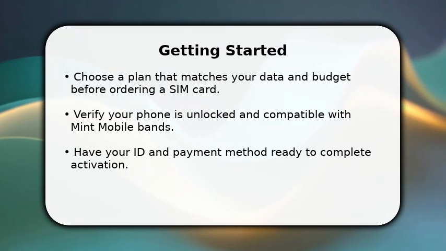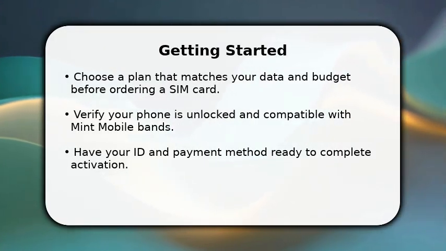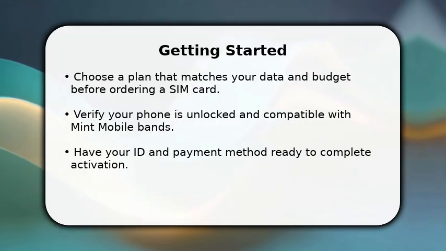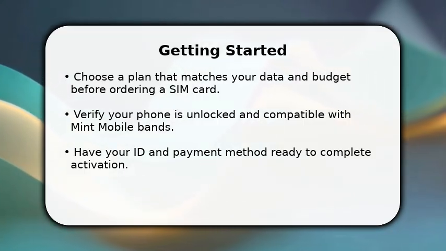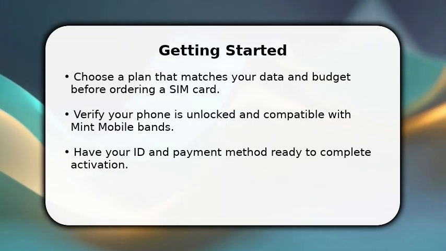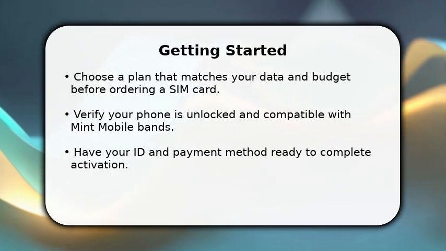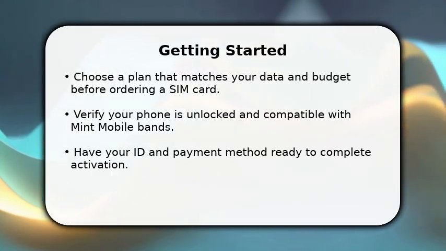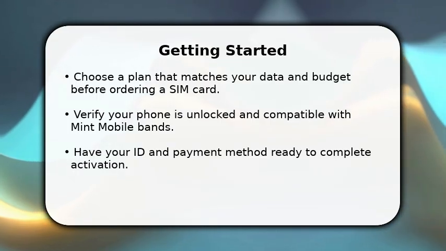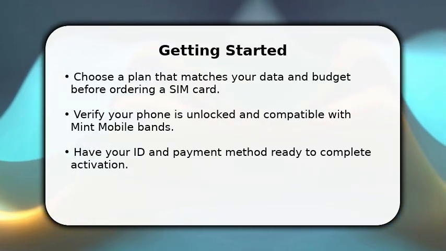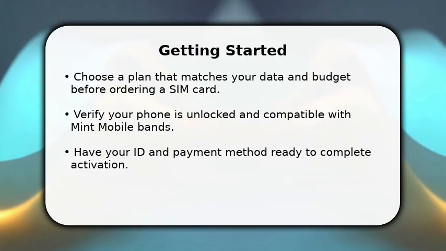In this video, I will show how to use Mint Mobile full guide. Start by choosing a plan and checking phone compatibility, then order a SIM or eSIM from Mint Mobile. When your SIM arrives, power off your phone, insert the SIM, or follow eSIM instructions in the app. Next, activate the line using the activation code and confirm your phone shows Mint signal bars before testing a call.